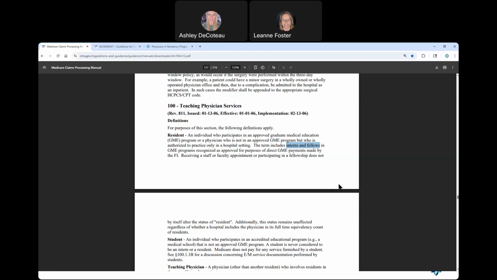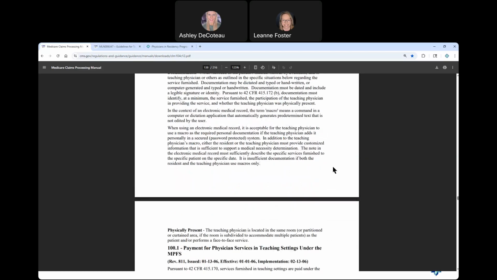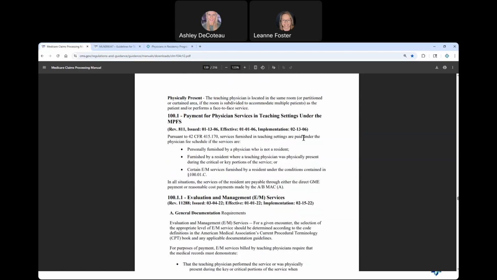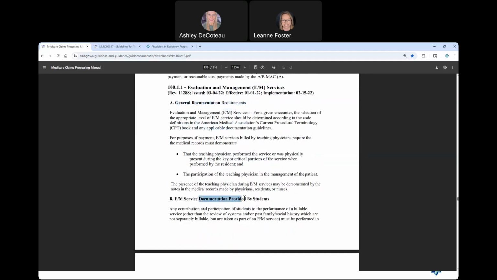Also in this manual, if I scroll down past the definitions, I'm going to go to page 139. A little bit more, here we go. There's a section here on evaluation and management services, which is section 100.1.1. So you have general documentation requirements here, which provides information on what the teaching physician must document. And then we have this section on documentation provided by students.